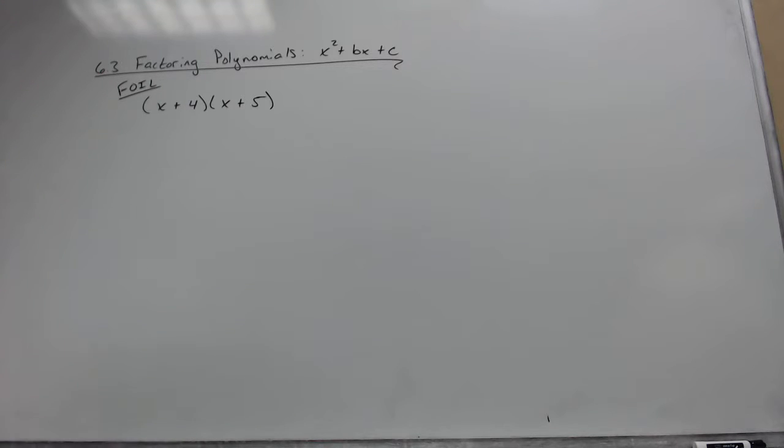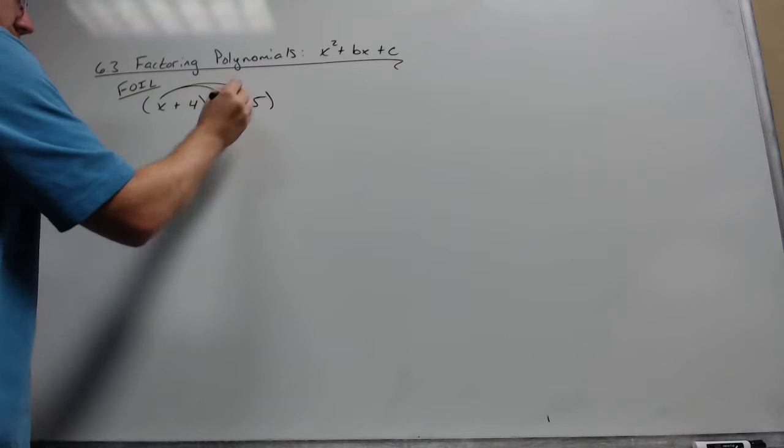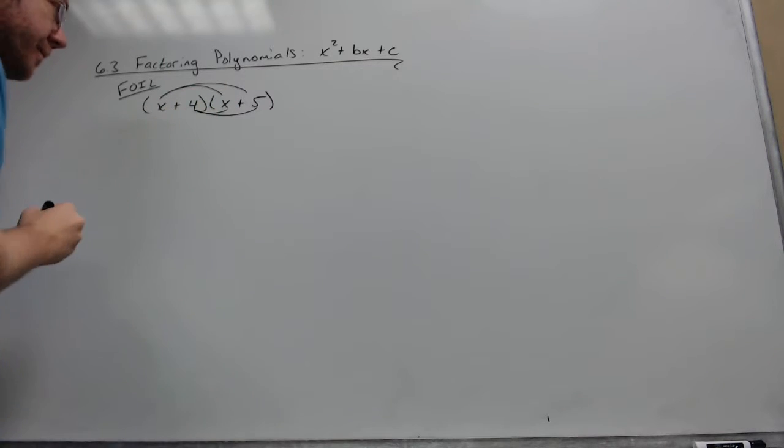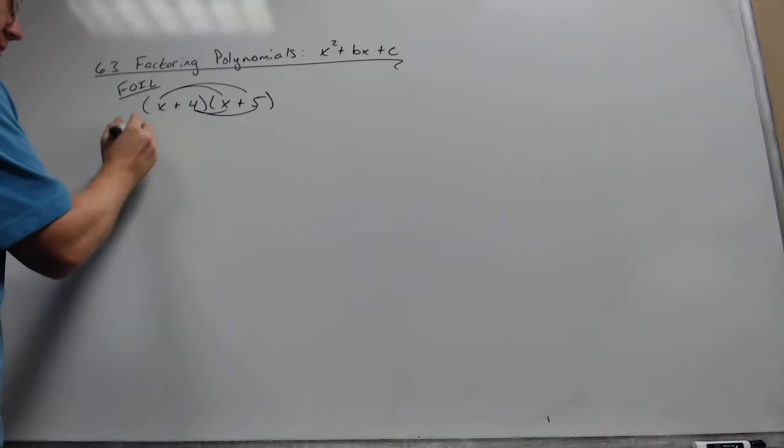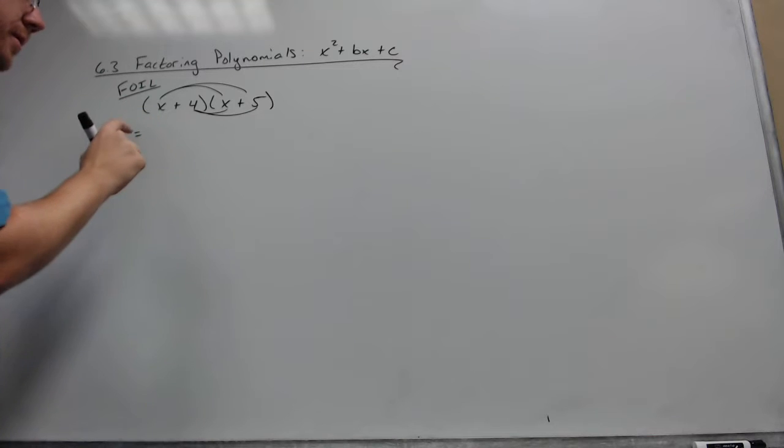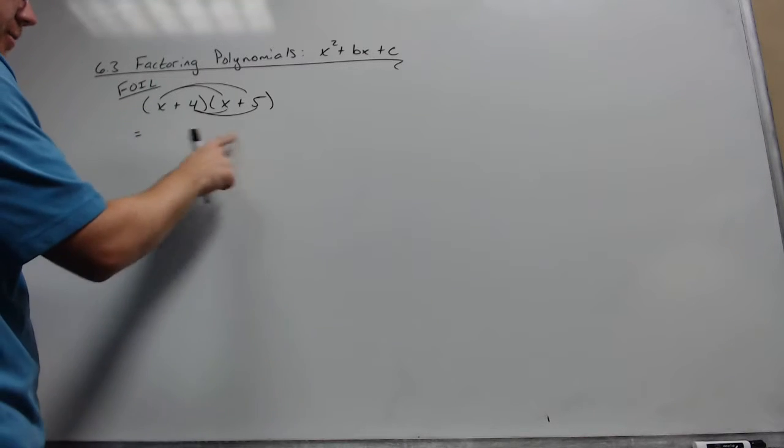This problem, x plus 4 times x plus 5. This we already know how to do from chapter 5. We know how to multiply these two binomials together. We distribute the x, we distribute the 4. That's the process called FOILing. So we'll do this really quickly, and just keep a close watch over where all of my terms end up coming from.